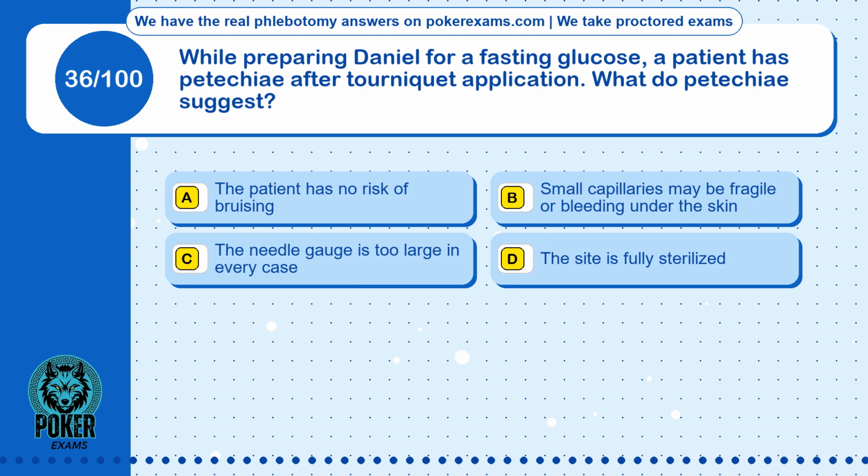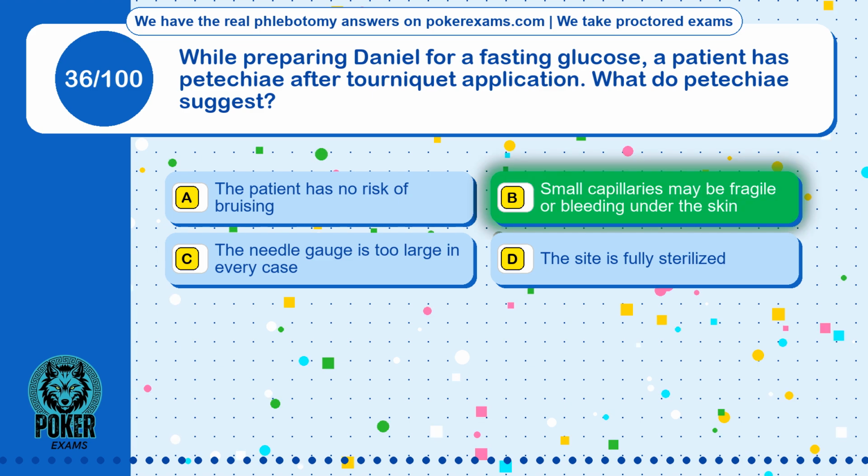Question 36. While preparing Daniel for a fasting glucose, a patient has petechiae after tourniquet application. What do petechiae suggest? Option A. The patient has no risk of bruising. Option B. Small capillaries may be fragile or bleeding under the skin. Option C. The needle gauge is too large in every case. Option D. The site is fully sterilized.